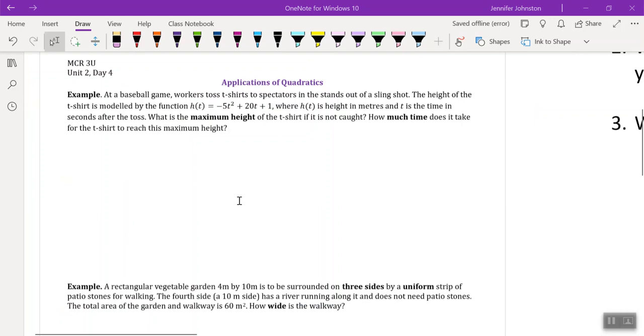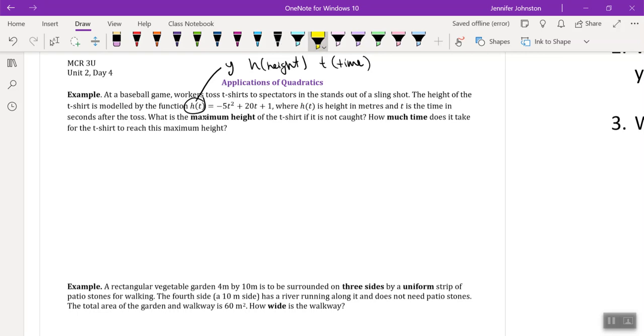The height of the t-shirt is given by the function here, where h and t, this is just like a nice way of putting y, but it's actually showing that h is the height and t is time. So it's the height in comparison to the time, where h(t) is the height in meters and t is the time in seconds.